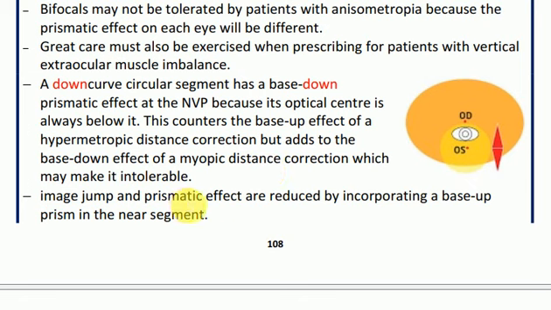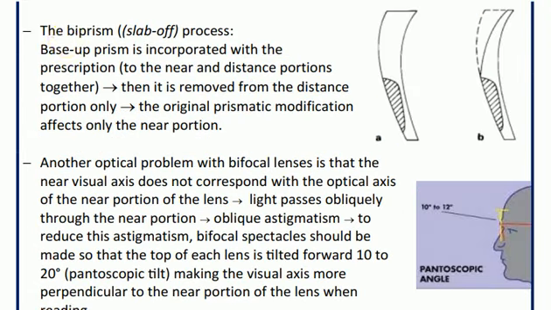Image jump and prismatic effect are reduced by incorporating a base up prism in the near segment. This is the biprism slab-off process. Base up prism is incorporated with the prescription to the near and distance portions together. Then it is removed from the distance portion only, so the original prismatic modification affects only the near portion.